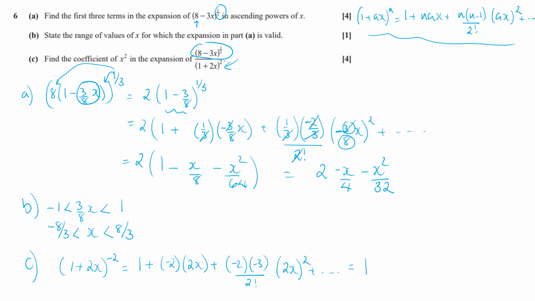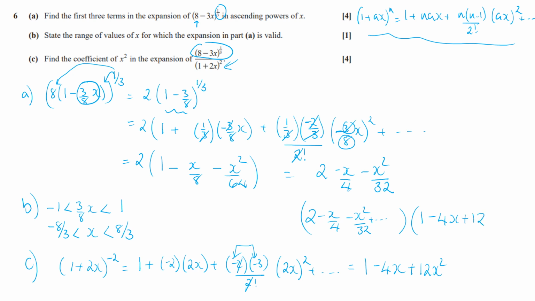It's 1 minus 4x. This 2 will cancel here. The minus times the minus here will make a plus. 2 squared is 4 times 3 is going to be plus 12x squared. So now putting these both together, we've got 2 minus x over 4 minus x squared over 32 plus dot dot dot, that's the numerator, times this denominator, which we've just brought into the numerator and expanded.